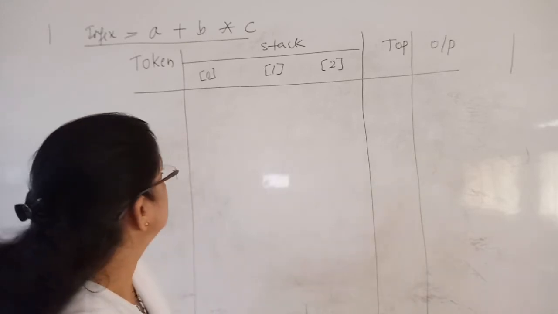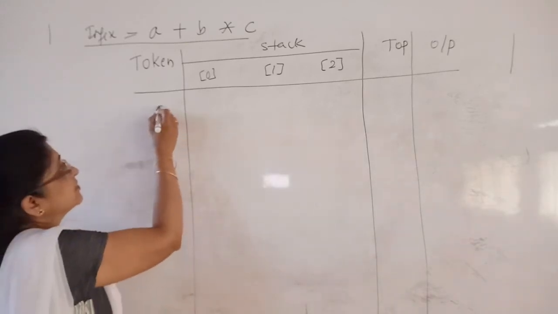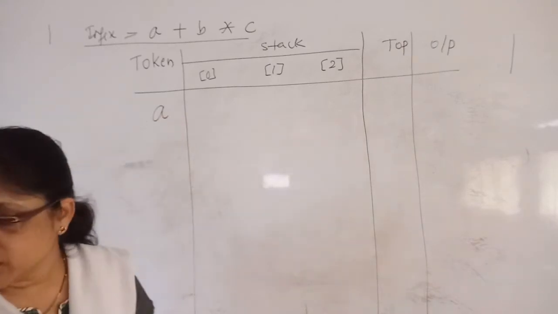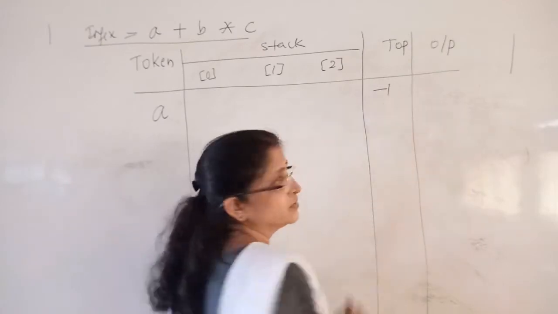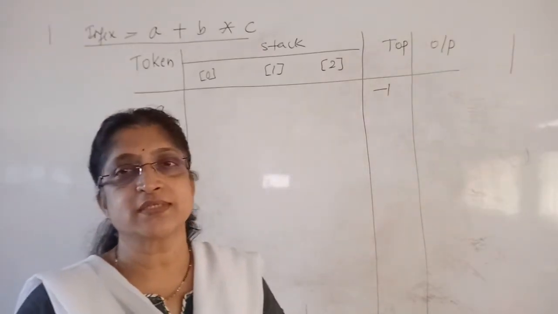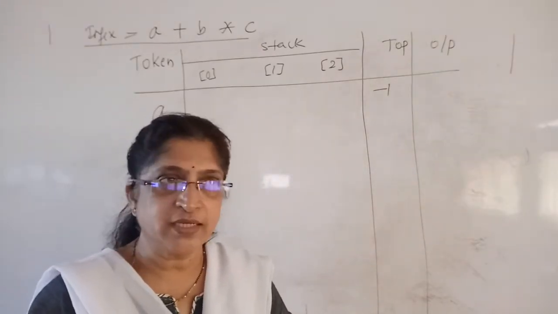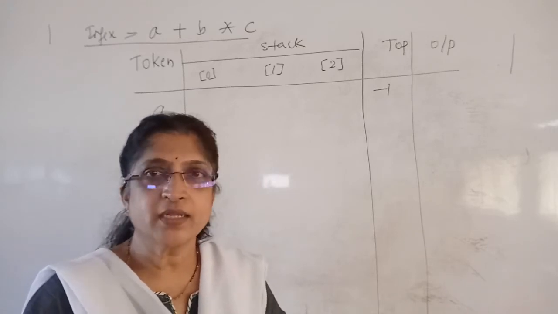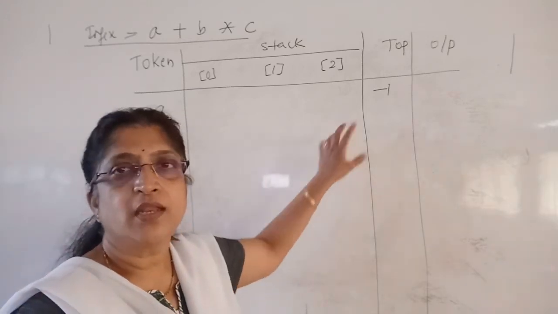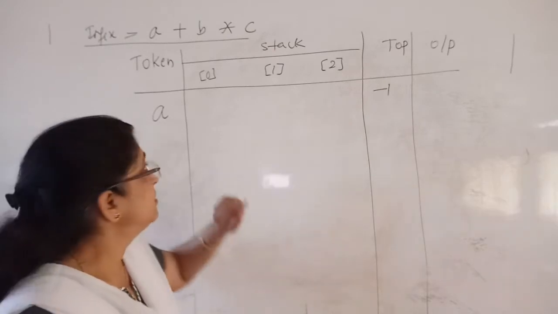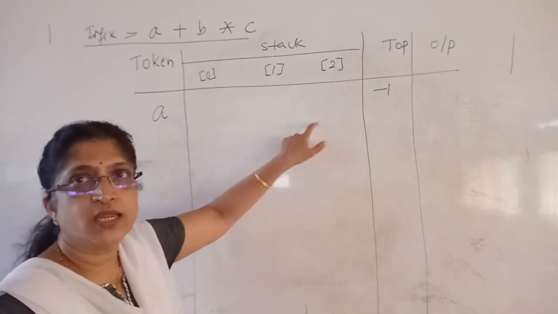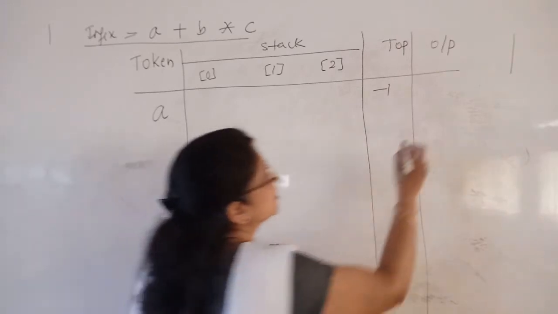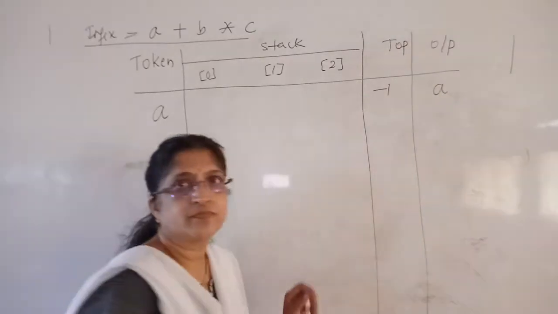First let me consider the token a. We have initialized top to -1, as we saw in the previous class. So currently the stack is empty. Then I encounter the first token, that is a. It is an operand, so I do not push it to the stack. I just add it to the output string. So the output string is a.